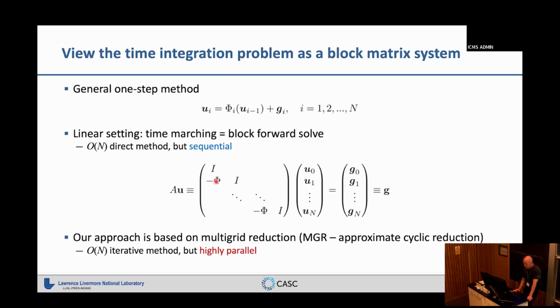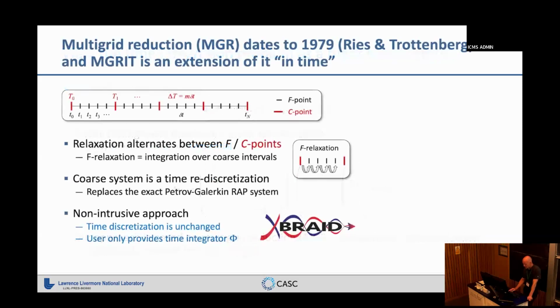The method is based on an old idea called multigrid reduction, which dates back to the late 70s, and we're just using this and extending it in time. Here are some of the components. If you take your temporal grid and draw it here, and you have a coarsening factor m, that gives you a decomposition of the fine grid into what we call F and C points. This is just AMG terminology. You literally see that in AMG. The F points are in between these larger intervals, and our coarse grid lines up with the red points here, the C points.